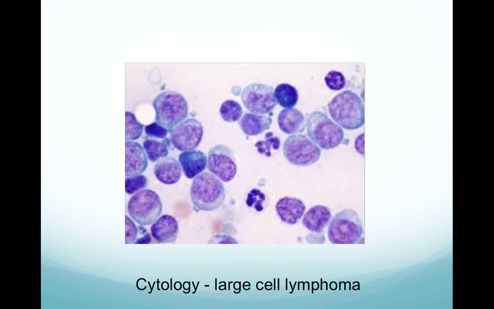Cytology is the study of cells. This sample here would have been collected from something, either a mass or an organ or a blood sample, and then put on a microscope, stained, and looked at. This is an example of cancer, a large cell lymphoma.